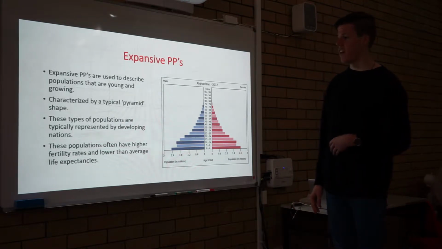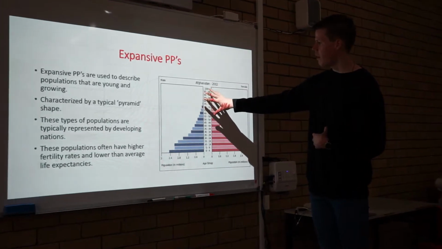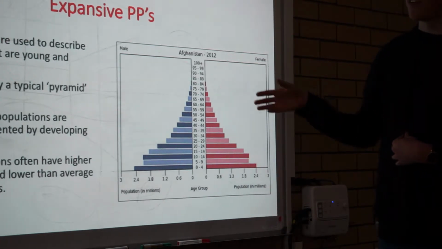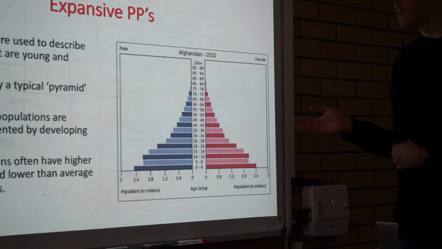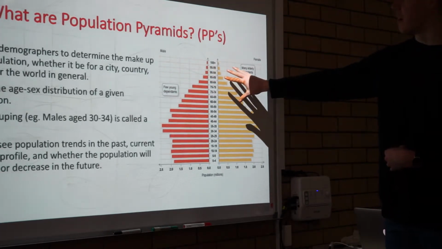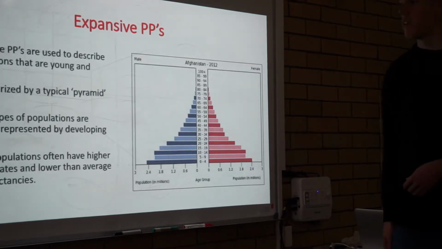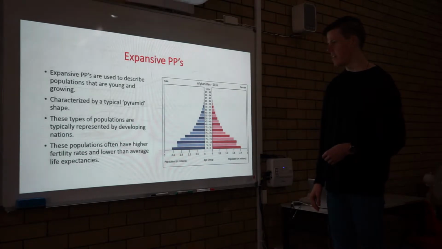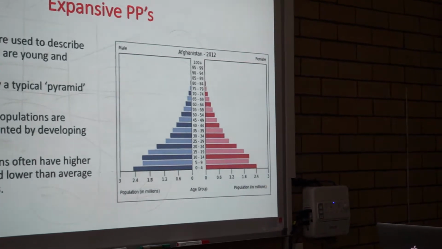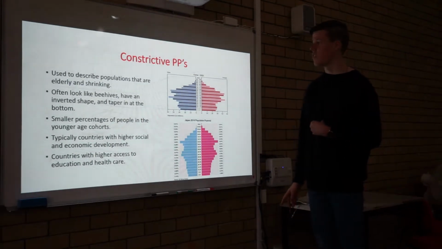These populations often have higher fertility rates and lower than average life expectancies. So as we can see here, the tiny population at the top means that lots of people are dying off before that age, resulting in Afghanistan having a lower life expectancy. As we can see before here with the United States, they have a higher population at the top, meaning that they have a higher life expectancy, which is useful for demographers. And as we can see, the high fertility rates result in the population down the bottom being quite large with the younger age cohorts.